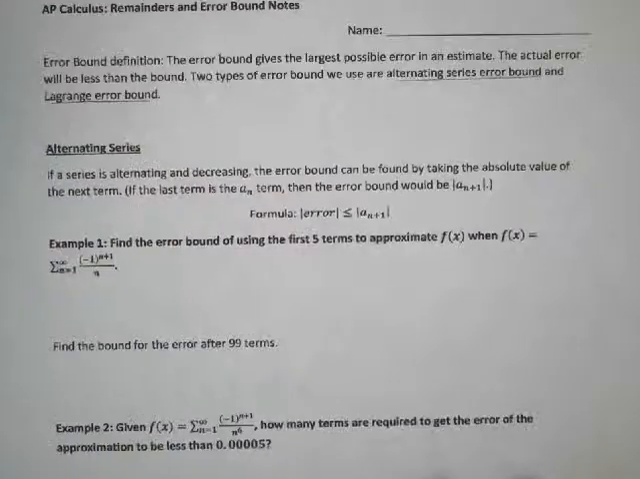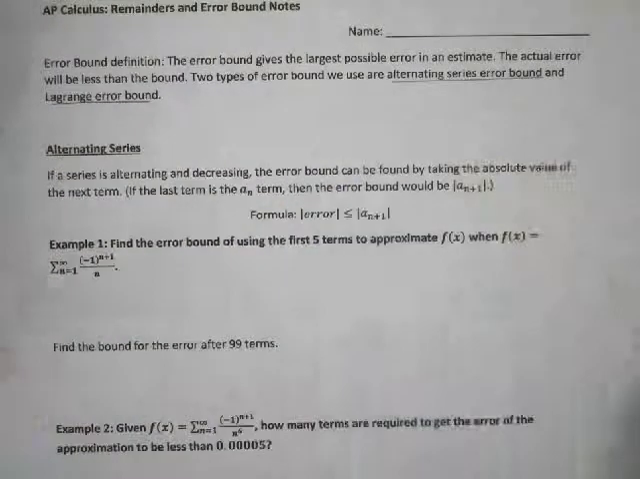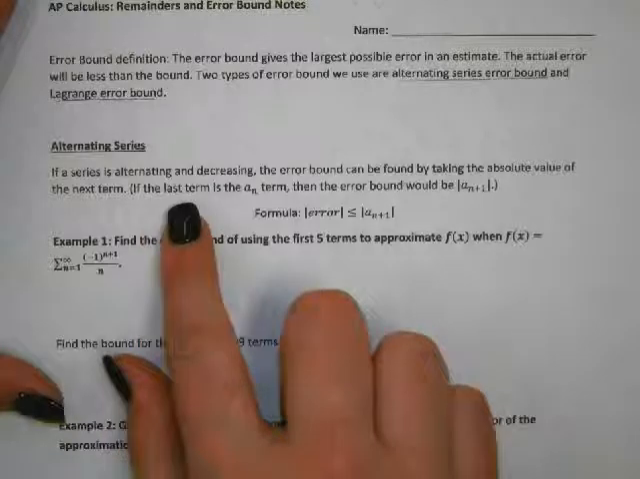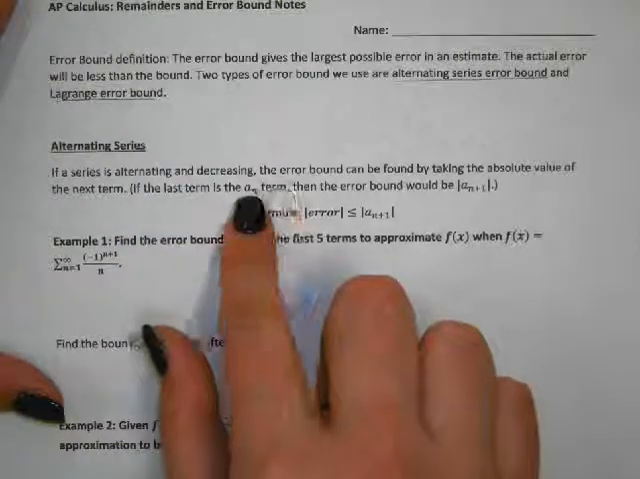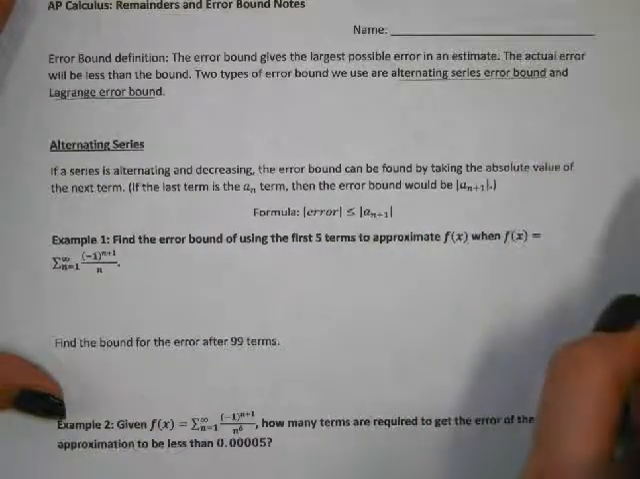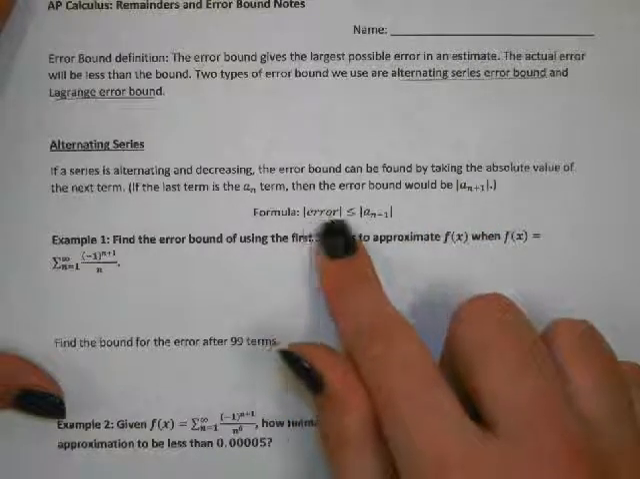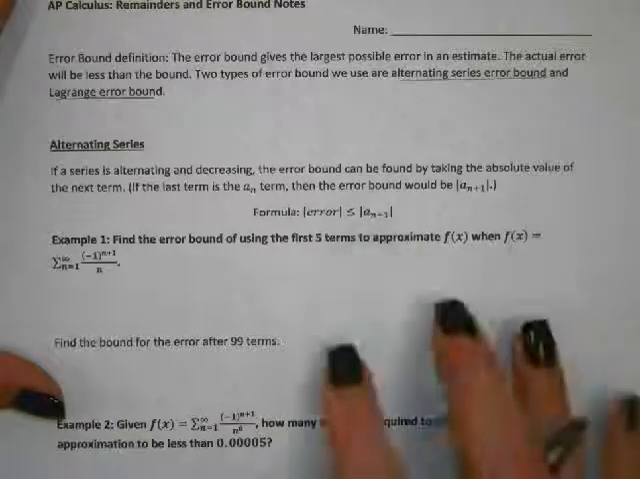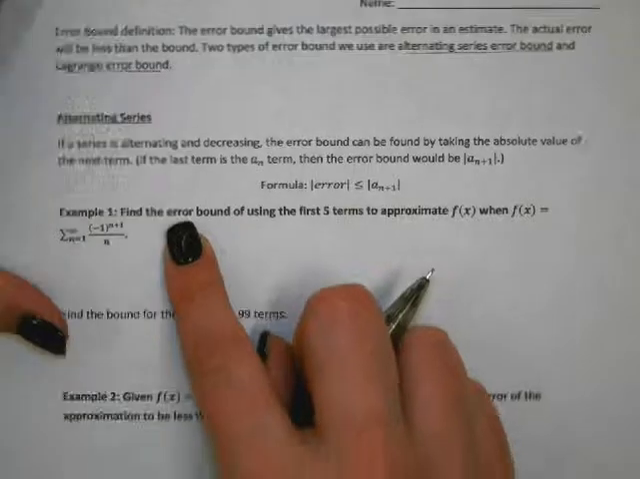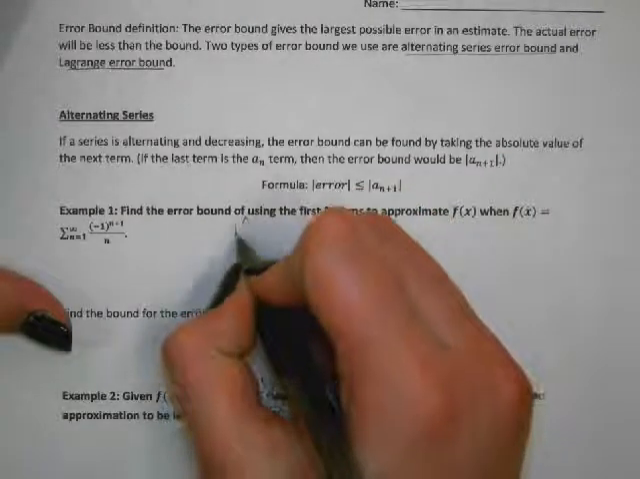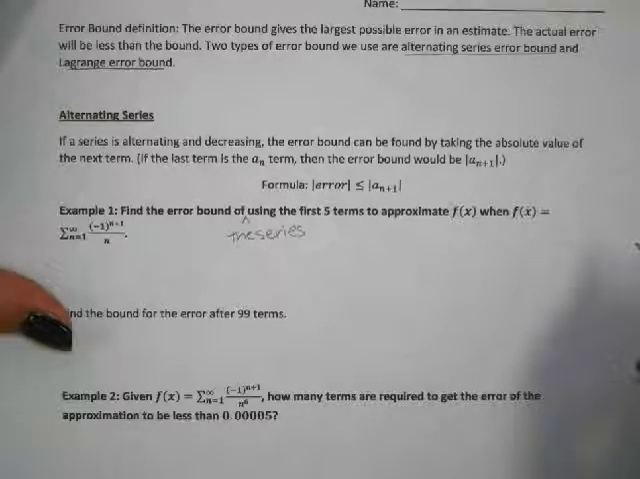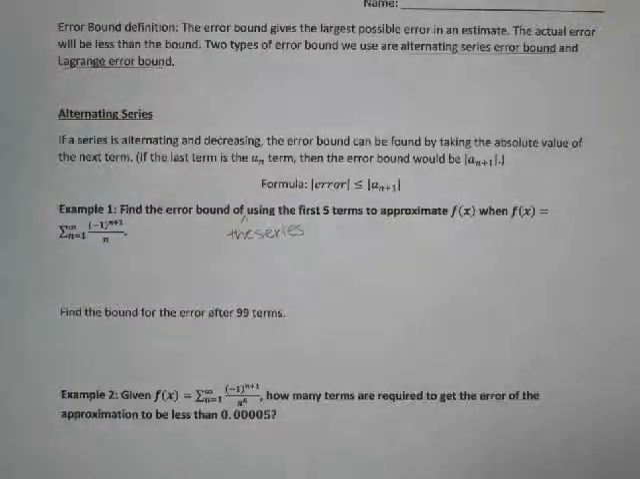All right, so if a series is alternating and decreasing, like the ones that we've been looking at, then the error bound is found by taking the absolute value of the next term. So if the last term that you used to calculate your approximation was the 5th term, then the 6th term would be how far off your answer could be. So we say the formula is the amount of error is less than or equal to the next term. I don't know what I meant when I wrote this because it's missing a lot of words. I think I meant find the error bound of the series after using the first 5 terms to approximate.